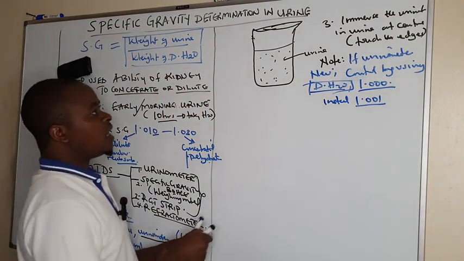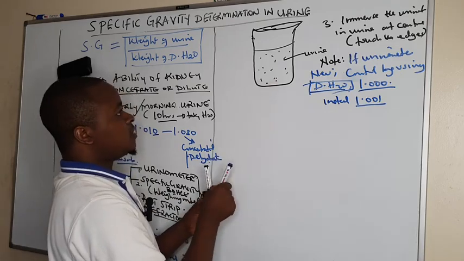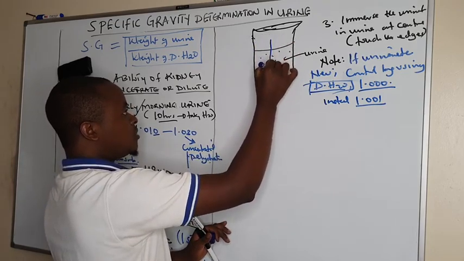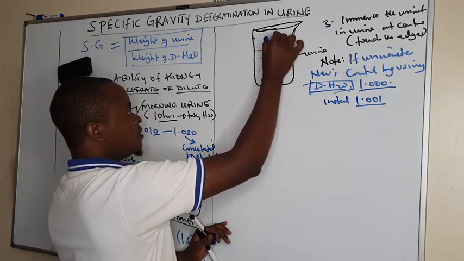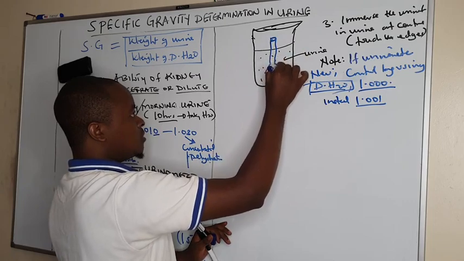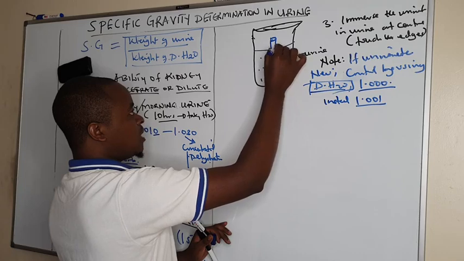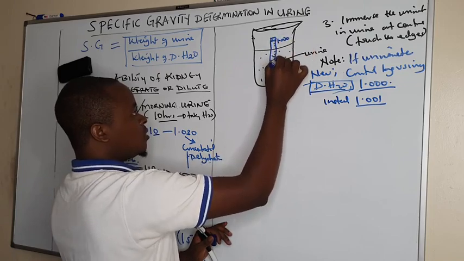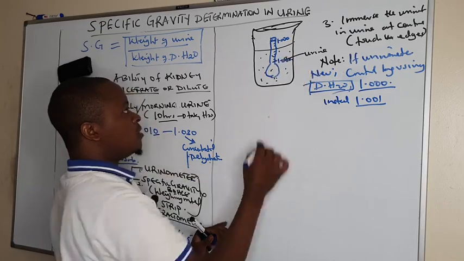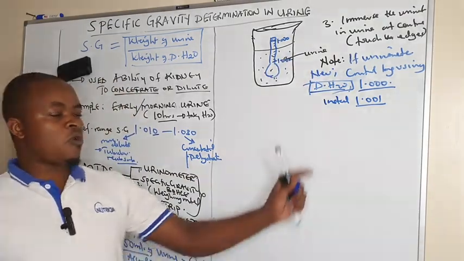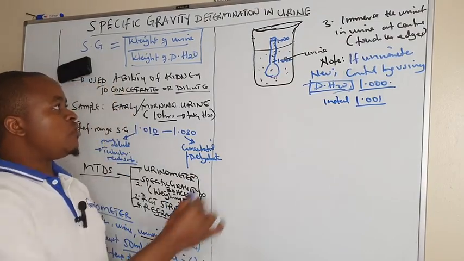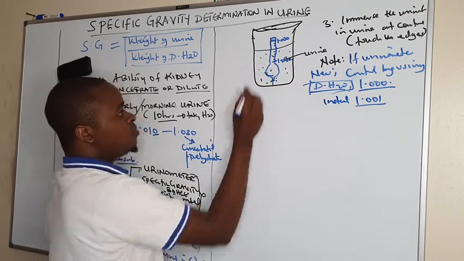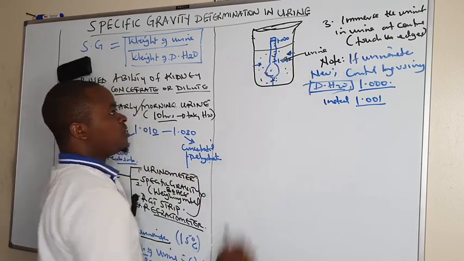So this is the urine we are measuring, at least 50 mils, then you insert the urinometer inside. This urinometer is calibrated from 1.000 to 1.060, and each scale is 0.001. So when you insert it, it has to be in the middle, should not touch the bottom and should not touch the edges of the measuring cylinder.